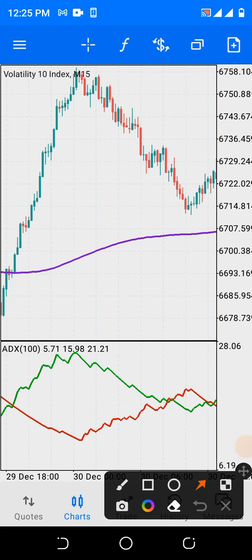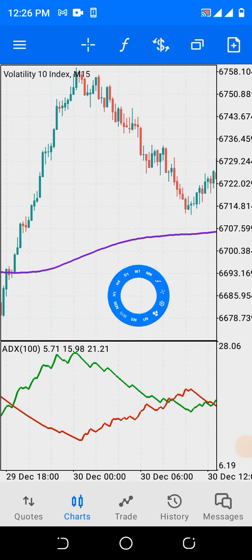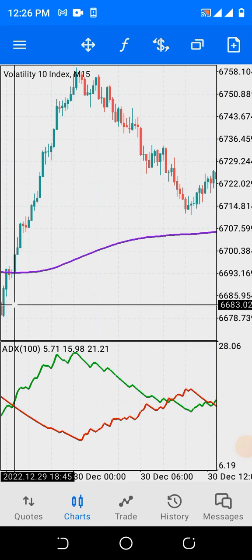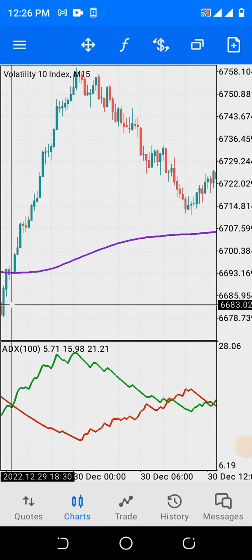So the first thing is that the market is above the moving average, so we'll only be considering buy positions. So come to the ADX window where the green line crosses the red line. Where the green line crosses the red line, that is where you make your buy entry. So here is where the green line crosses, so we make our buy entry here. Have you seen it? This is the crossing here.